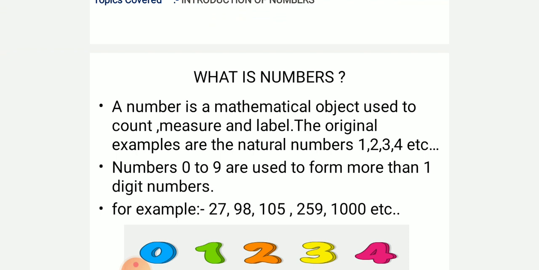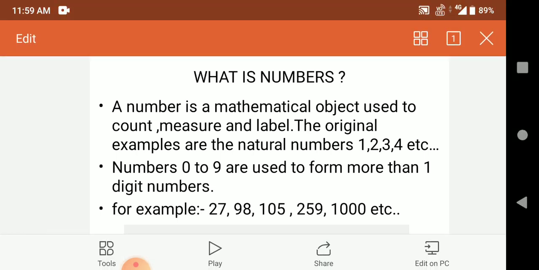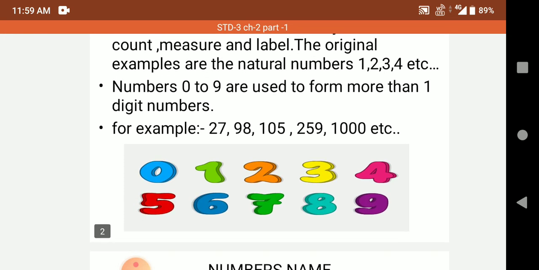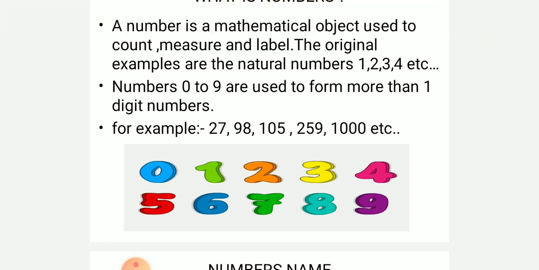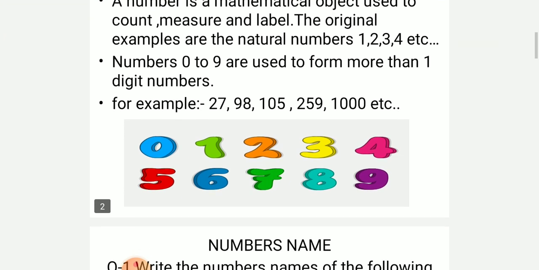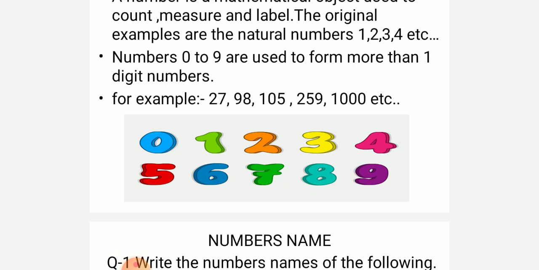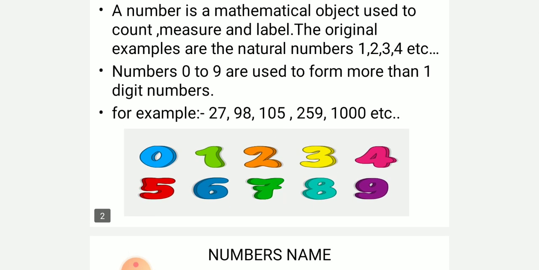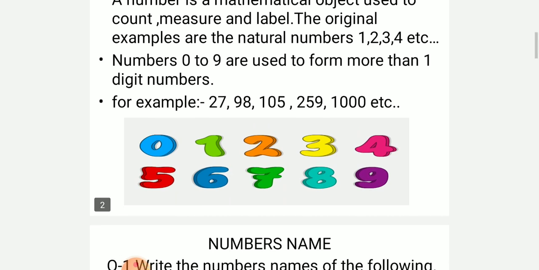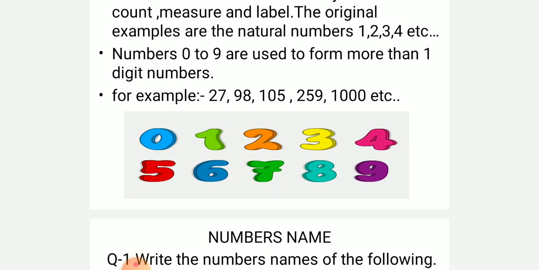For example, 27, 98, 105, 259, 1000, etc. See, 0, 1, 2, 3, 4, 5, 6, 7, 8 or 9 are the natural numbers, and they are also one digit numbers. The smallest one digit number is 1, and the greatest one digit number is 9.